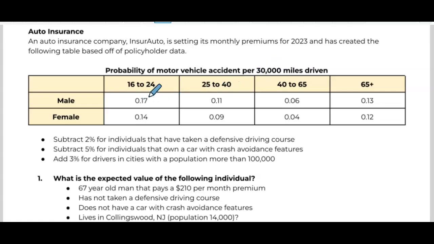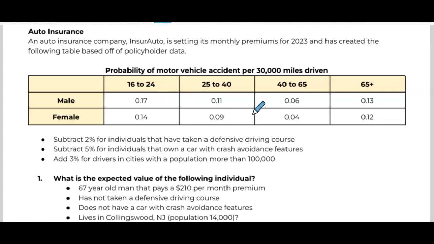So if you are a male driver between ages 16 and 24, this is about a 17% chance that within 30,000 miles you will have an accident. If you are a female driver between 40 and 65, you only have a 4% chance, which is the lowest.